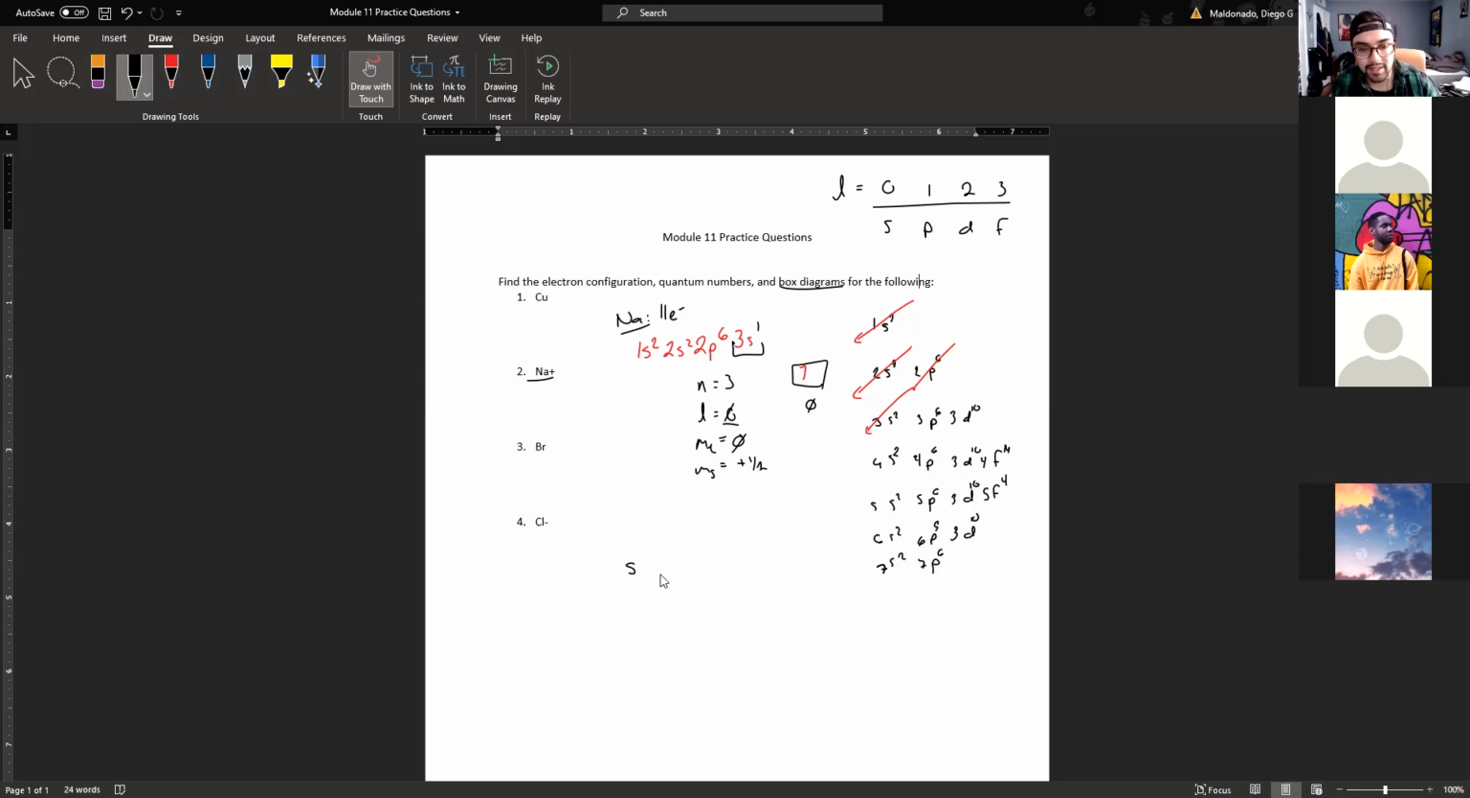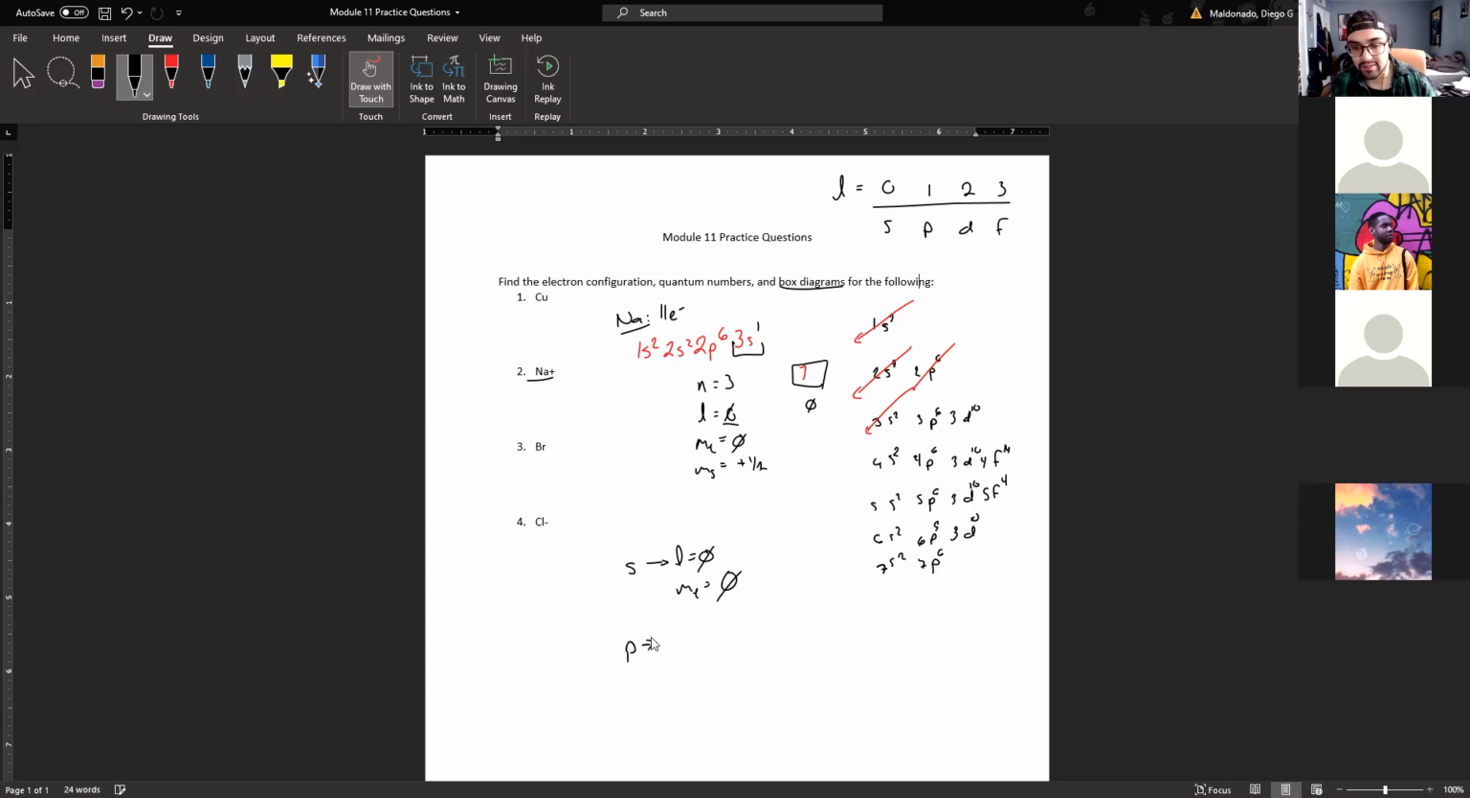So for s, my l is equal to 0. What are my possible values for ml? Negative and positive half. That's ms. What would be my values for ml? Is my l 1? Oh no, it's 0. So my ml will be 0.